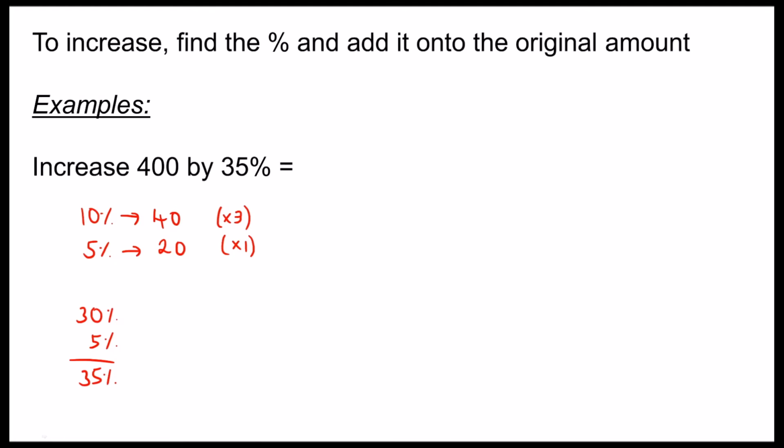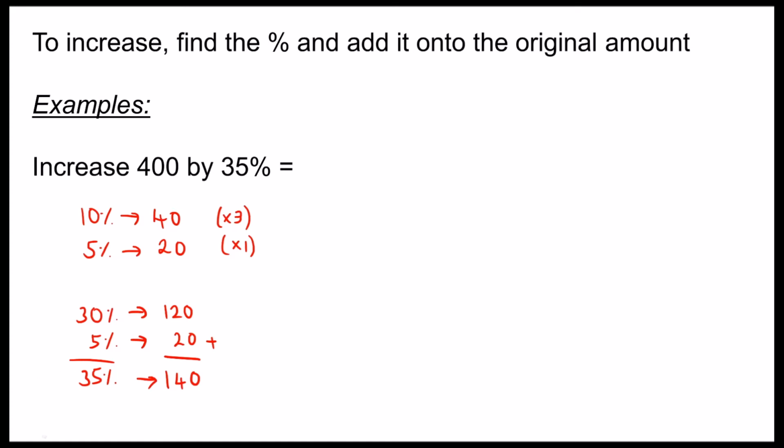3 lots of 10% means 3 lots of 40, so I know that 30% is going to be 120. I know that 5% is 20, and when I add these together I get 0, 4 and 1, meaning that 35% of 400 is 140.